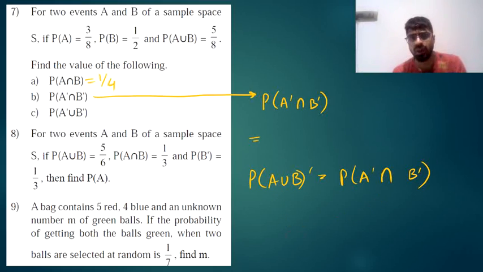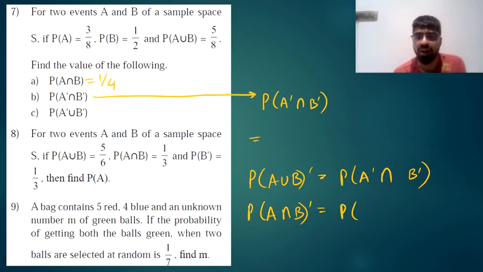P of A union B complement. You can imagine it as per the Venn diagram also, and if you imagine it in terms of areas, you will realize that this area and this area are ultimately going to represent one and the same thing. Also P of A intersection B complement, that will be P of A complement union B complement, because I said when you are splitting the complement, the middle term changes, intersection will become union.